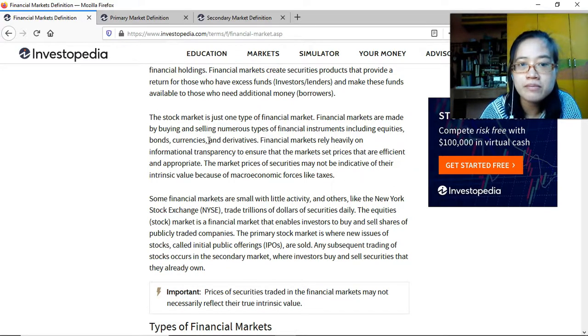Financial markets are made by buying and selling numerous types of financial instruments, including equities, bonds, currencies, and derivatives. Financial markets rely heavily on informational transparency to ensure that the market set prices that are efficient and appropriate.